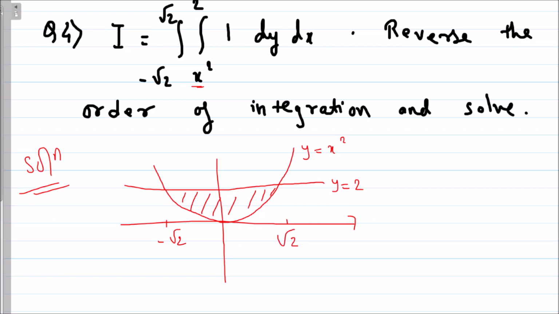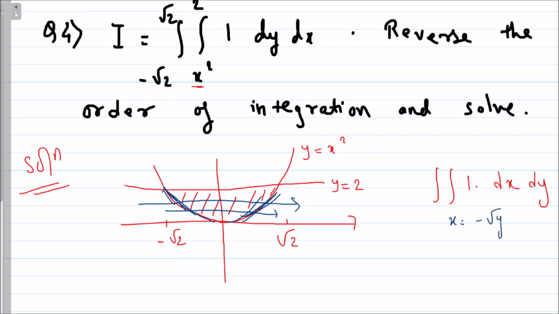Now to reverse the order, first it will be 1 times dx dy. Now to find the limits of x, what do you do? You draw a line parallel to the x-axis. So it is entering from this side of the parabola, it is leaving from this side of the parabola. So y equal to x squared means x equals minus root y to plus root y, because y equal to x squared means x equals plus or minus root y. And when you project this on the y-axis, you get this segment. So y will go from 0 to 2, because this is the y equal to 2 line. So y is going from 0 to 2.